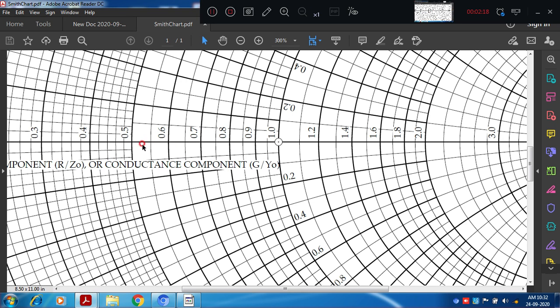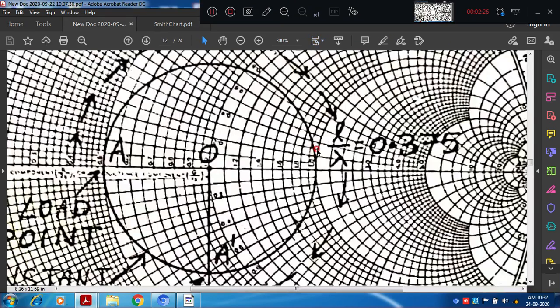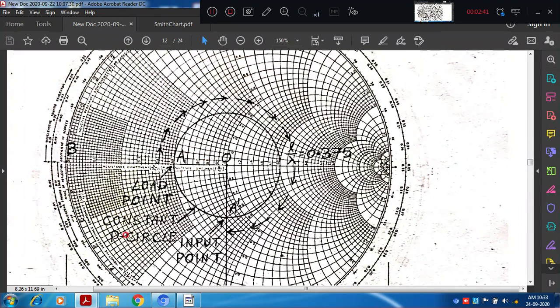With the distance of O and A as a radius, you should draw the circle now. See, this is the center O, and here is A, which is 0.5. With O as the center, we should draw a circle like this. This is called the constant rho circle. Point A is the load point. Its equivalent wavelength, L by lambda value, is at this point, that is point B.